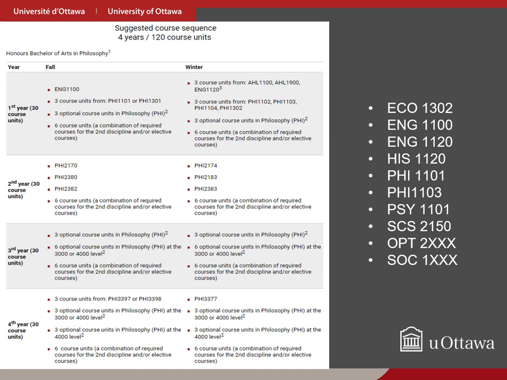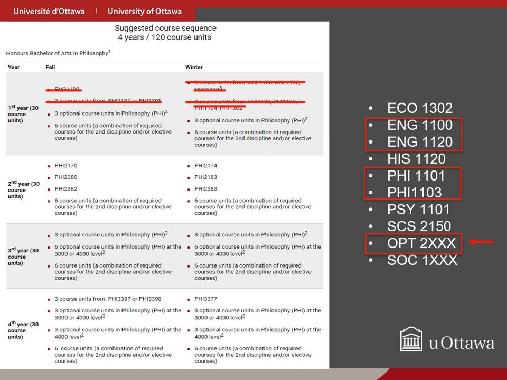In this example, we have the course sequence on the left and the list of advanced standing courses on the right. So we can go ahead and remove the English and philosophy courses from the first year courses, as they were received in advanced standing. So we can cross them out.